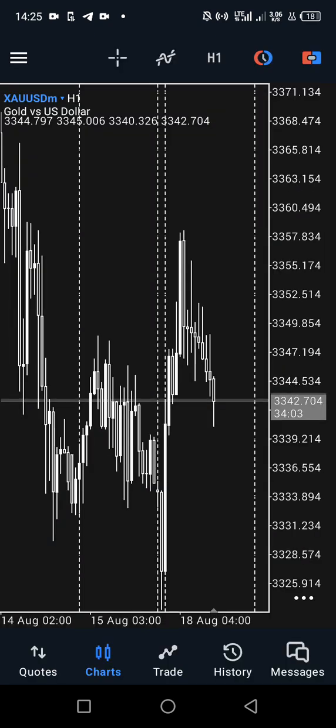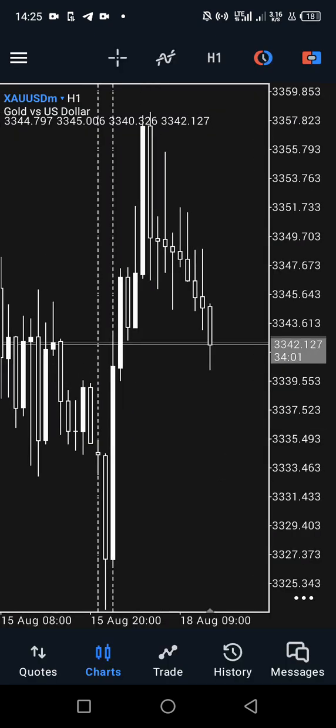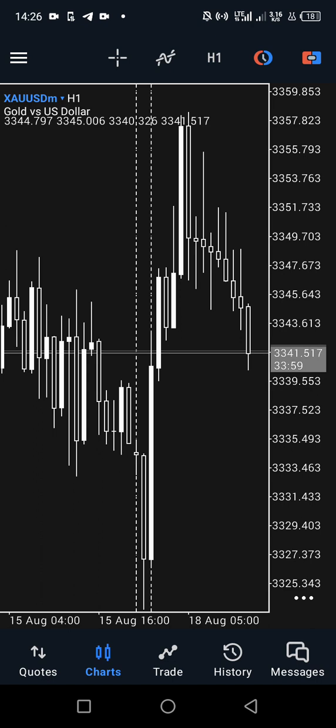So this is the gold market, XAU USD. This is gold market and US dollar. The gold market is arguably the biggest global market. You can think of it as the biggest global forex market because it involves two powerful values.